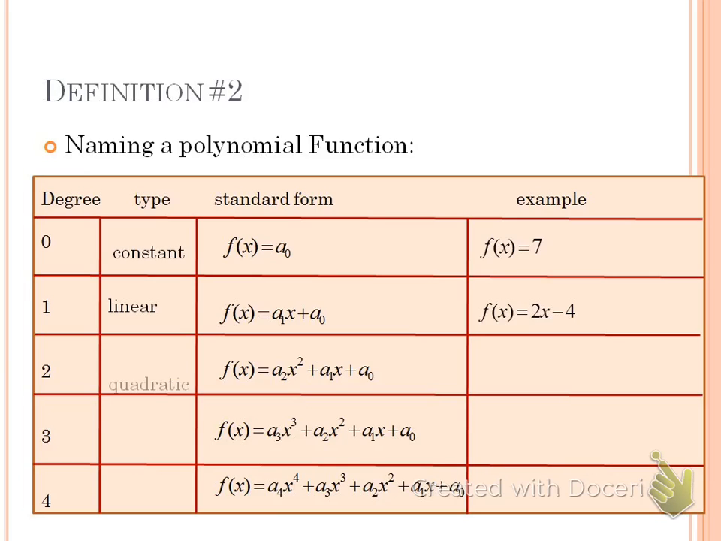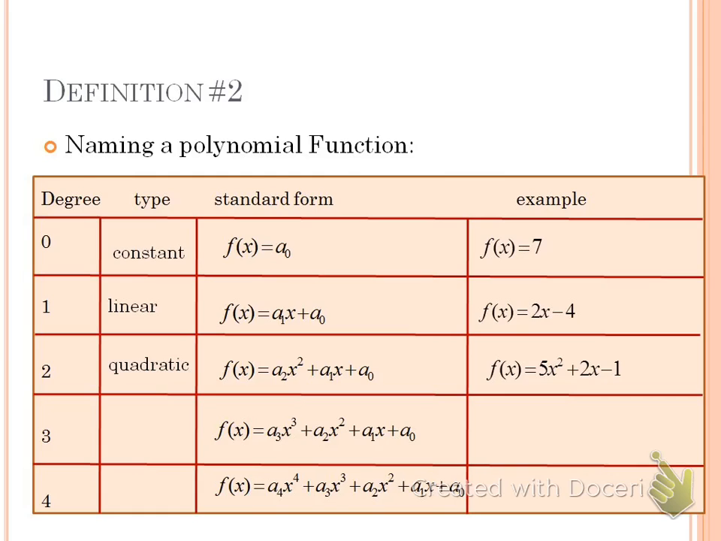All right, if your biggest exponent is a 2, we call this a quadratic. That's what we did all last chapter. And you've seen a lot of these. They have an x squared term, an x term, and a constant. These are the graphs that form parabolas, your favorite.